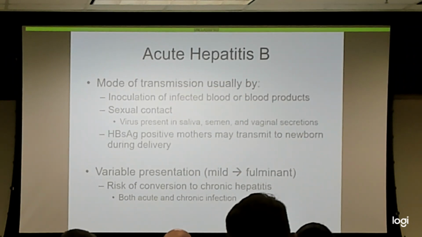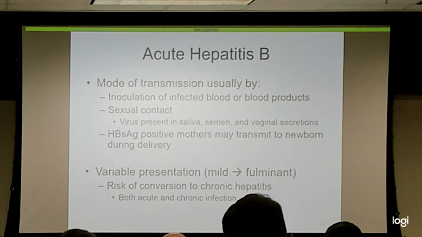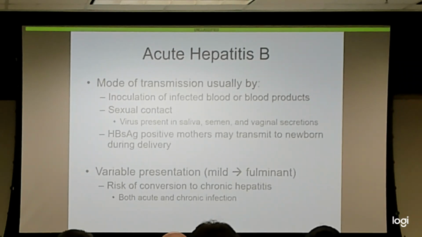E, mode of transmission, usually infected blood or blood products, sexual contact, and then mother to baby. So blood, sex, and perinatal. Okay. Variable presentation, mild to fulminant, risk of conversion to chronic hepatitis, and both acute and chronic infection.